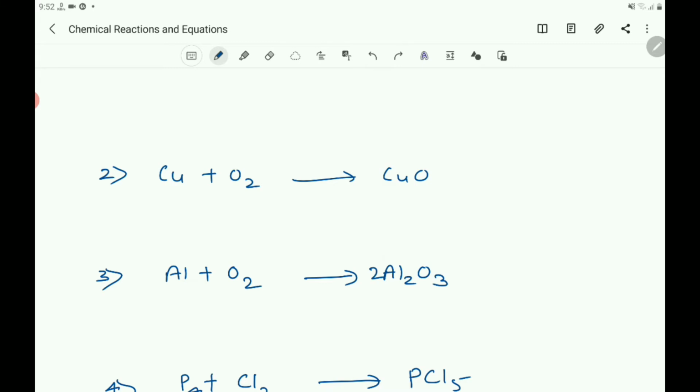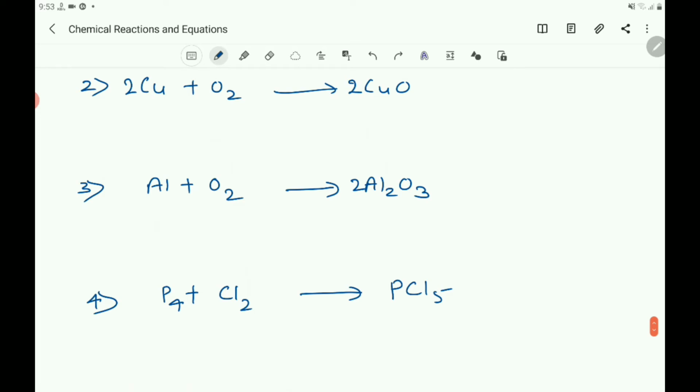Now you balance it. Here two oxygen atoms are there, here only one. So to make it 2, multiply here by 2. Then you make it 2 here. So you got balanced 2Cu, 2Cu, and O2, 2O.